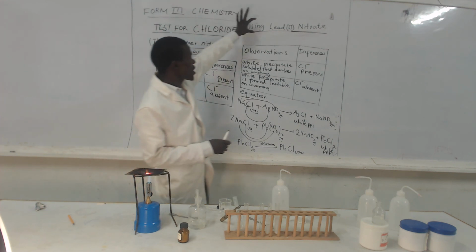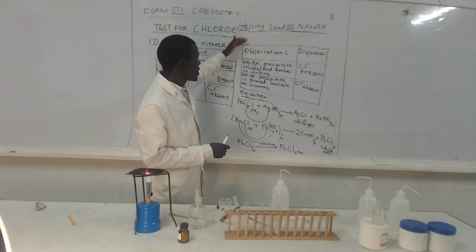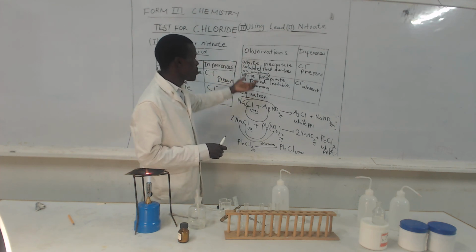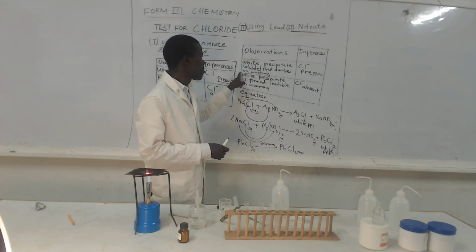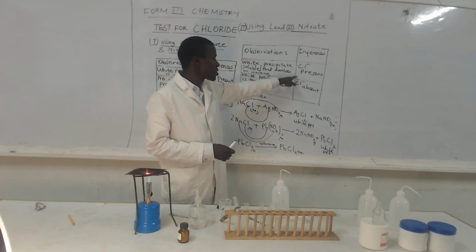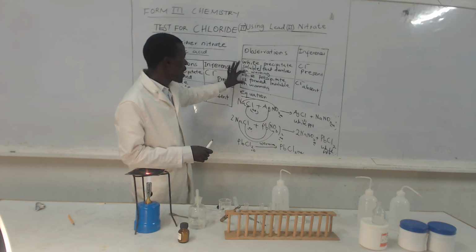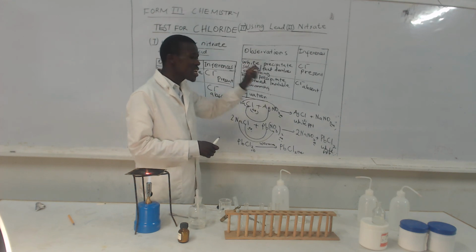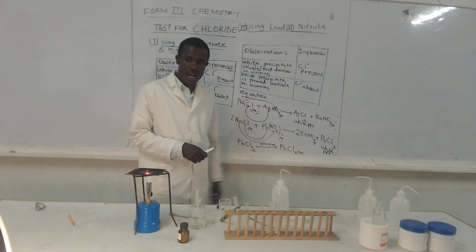When using lead 2 nitrate, you add lead 2 nitrate and then you follow by warming. If a white precipitate is formed that dissolves on warming, then this confirms that chloride ions are present. But if white precipitate is formed insoluble on warming, it means chloride ions are absent.